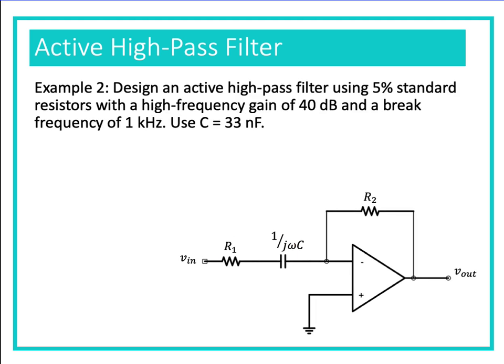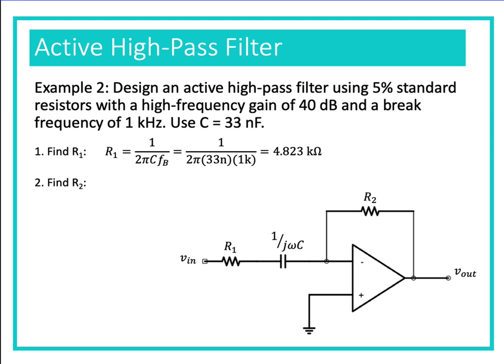So, as a second example, we're going to design a high-pass filter, and we're going to, again, use standard values. We have a high frequency gain of 40 dB and a break frequency of 1 kilohertz, and we've been given the capacitor value, again, of 33 nanofarads this time. So the first thing we do is find R1, since the break frequency is related to R1 and C. We turn that equation around slightly, and we get 4.823 kiloohms for R1. Then we can find R2.